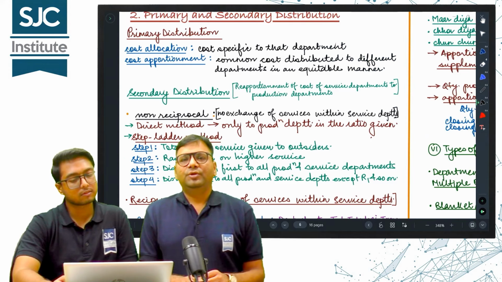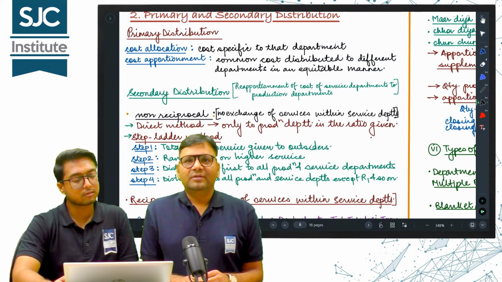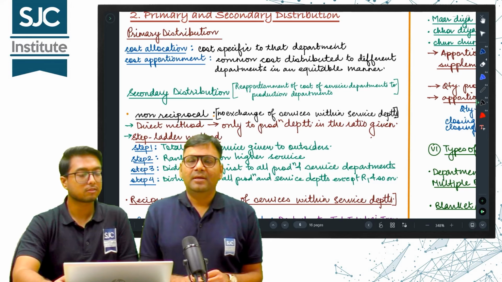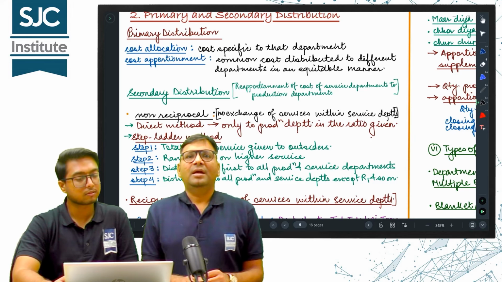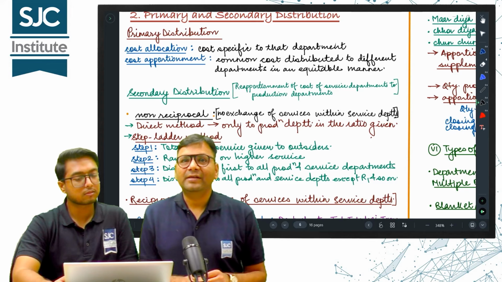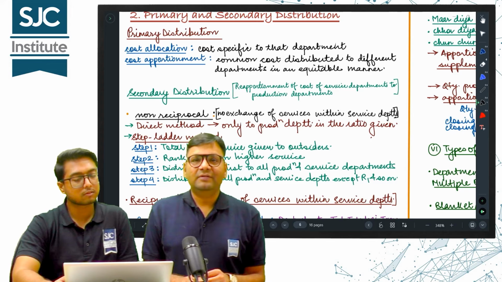For allocation, you don't need any kind of ratio. You have to read the information and put the specific item of cost under the specific department. But for cost apportionment, you need ratio, and that ratio may not be directly given to us in the question. You have to read the item of cost and identify the justified ratio.